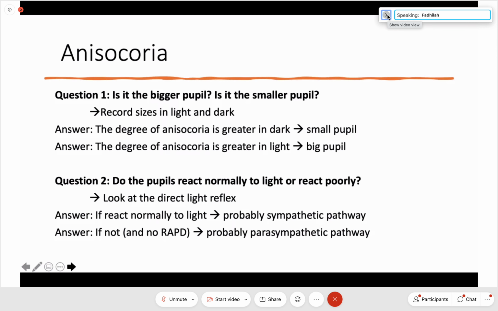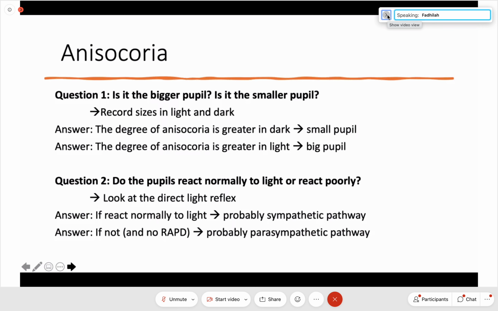Second, if the degree of anisocoria is greater in light, meaning when in light the pupil has to go small, but now the difference is big, there is a big pupil that doesn't want to go small, right? So it's a problem with the big pupil.